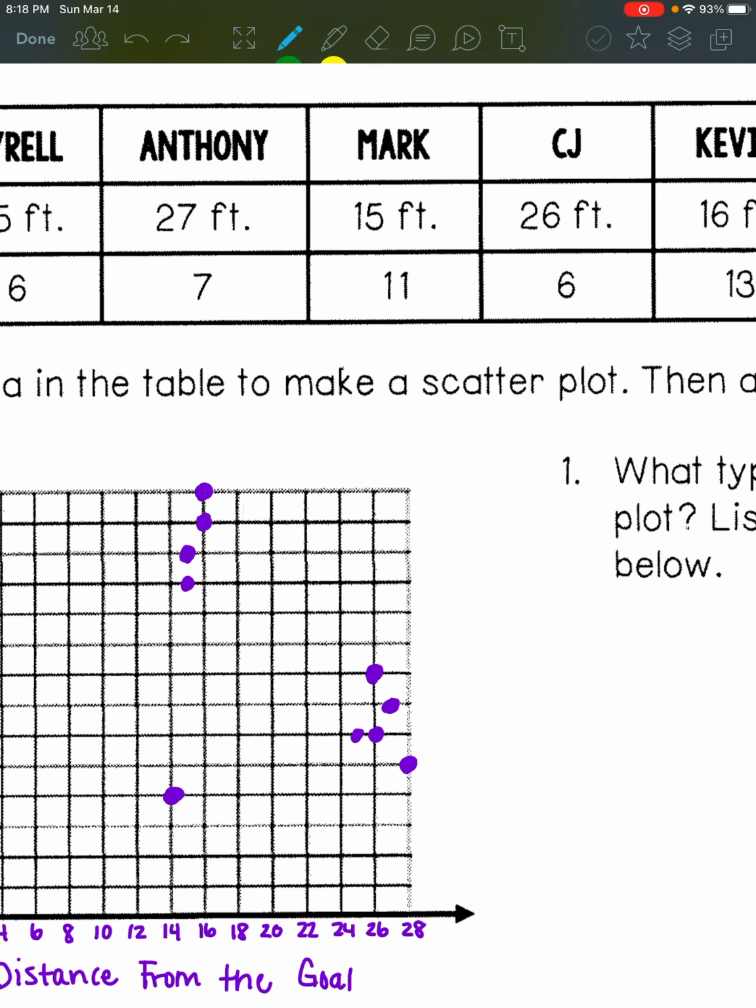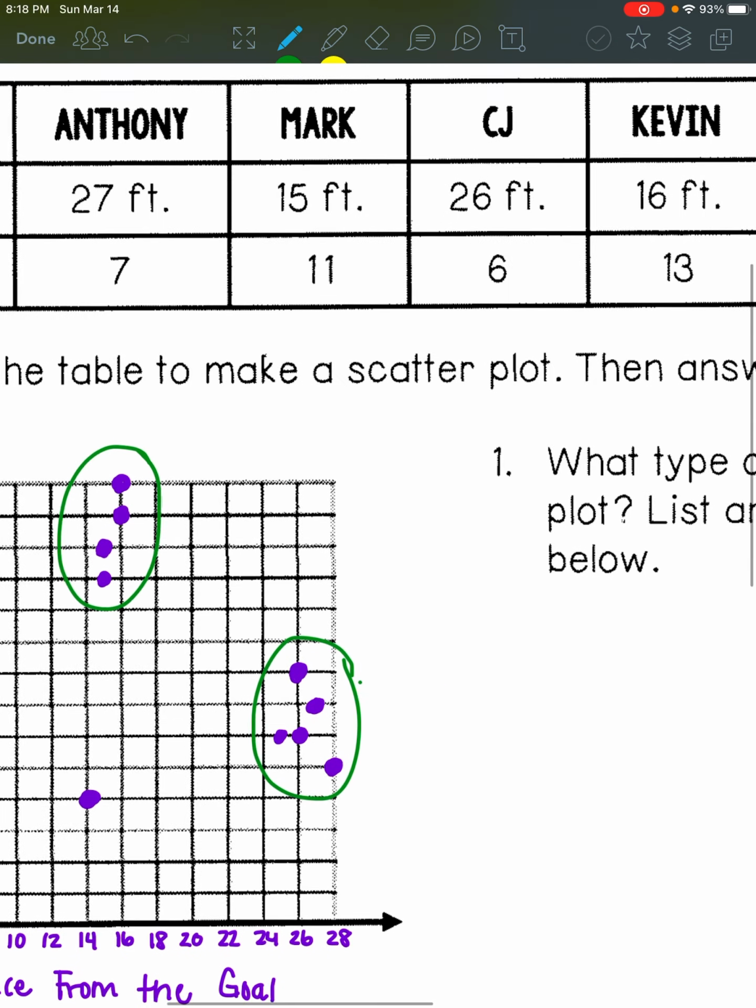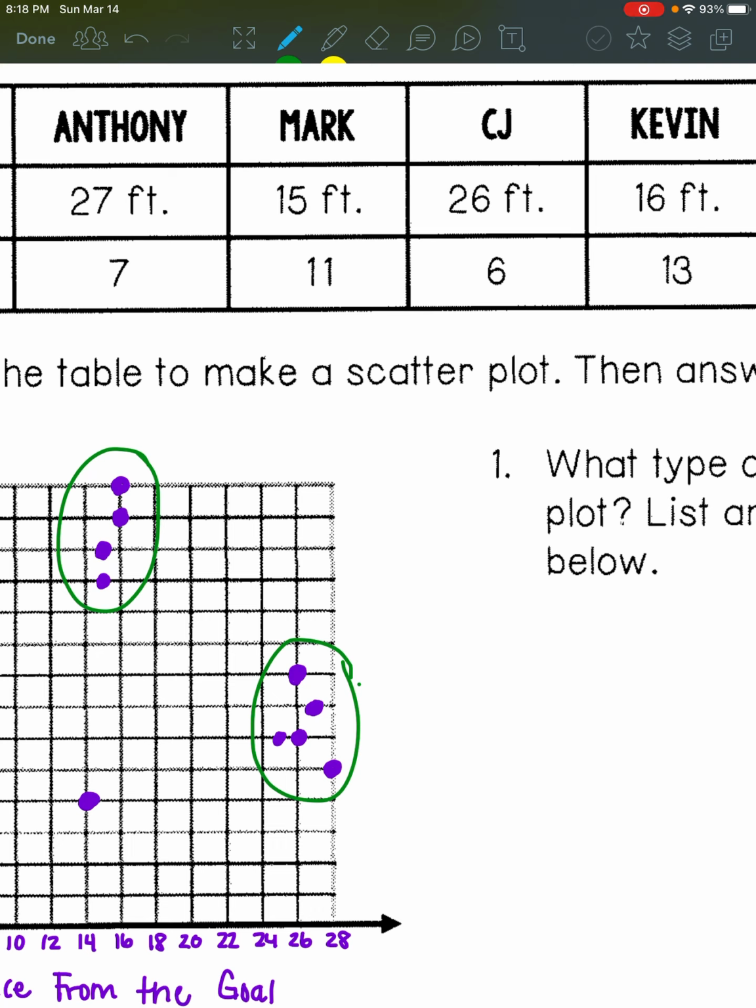If you increase the distance from the basket, my assumption is, well, you're also going to make probably fewer baskets. So it looks like a group of kids probably stood together all about 14 to 16 feet away from the basket. And then here, this group of kids stood about 25 to 28 feet away. But notice nobody chose the distance in between here. But if they did choose those distances, what do you think would happen? My guess is that there would be other points in between here, but we just don't have those.